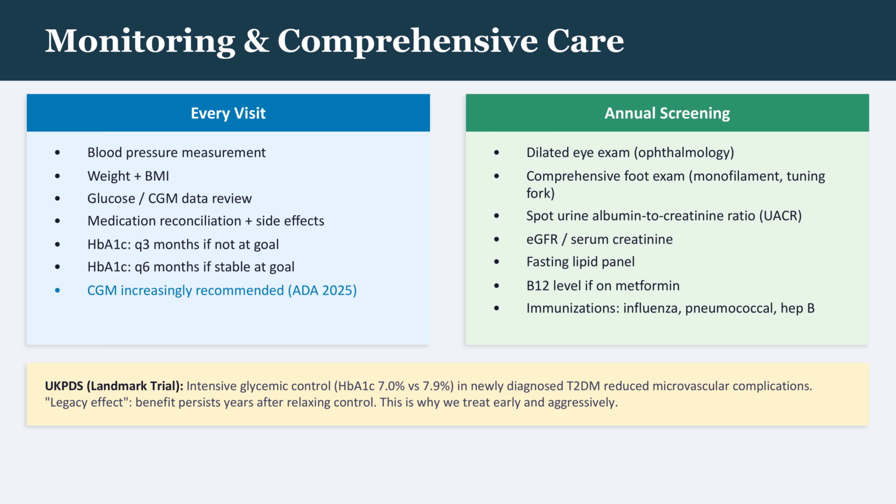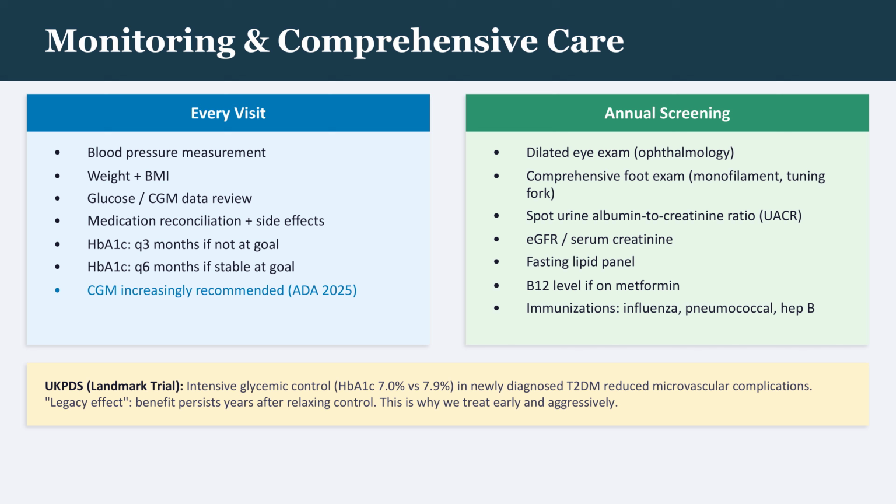The ADA 2025 guidelines now increasingly recommend continuous glucose monitoring even for type 2 patients, with a time in range above 70% at glucose 70 to 180 milligrams per deciliter being roughly equivalent to an HbA1c below 7. Annually: dilated eye exam through ophthalmology, comprehensive foot exam, spot urine albumin to creatinine ratio, serum creatinine and eGFR, fasting lipids, vitamin B12 level if the patient is on metformin, since it reduces B12 absorption, and immunizations including influenza, pneumococcal, and hepatitis B.